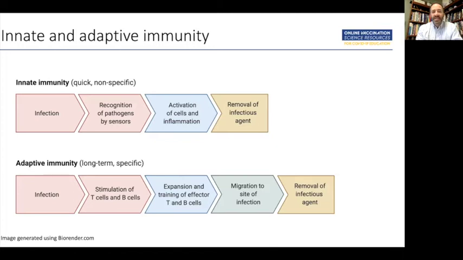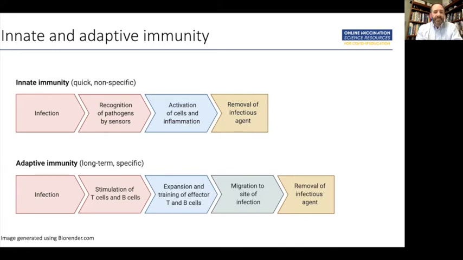It relies on recognition of pathogens by sensor molecules that are on the surface of select cells. It activates cells and inflammatory molecules that will lead to many of the symptoms that we associate with that first infection: high fever, the chills, histamine responses, things like that. The innate response is not specific to a particular pathogen, but it does tend to lead to the removal of the infectious agent, or at least to a lowering of the amount of that infectious agent or pathogen that's in the body.